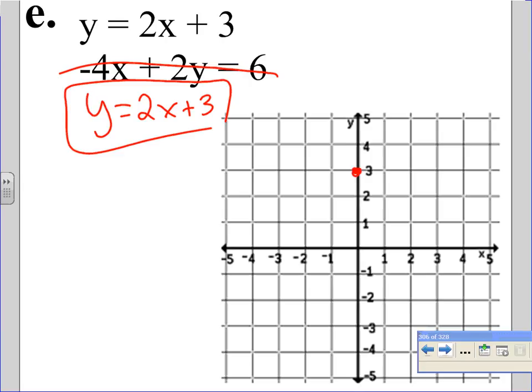So start at 0, 3. Your slope is 2, so up 2 to the right 1, up 2 to the right 1. Opposite point, down 2 to the left 1, down 2 to the left 1. Connect it. If we go to graph the other one, it's going to be the exact same line. So I'll do it anyways, but they're exactly on top of each other.